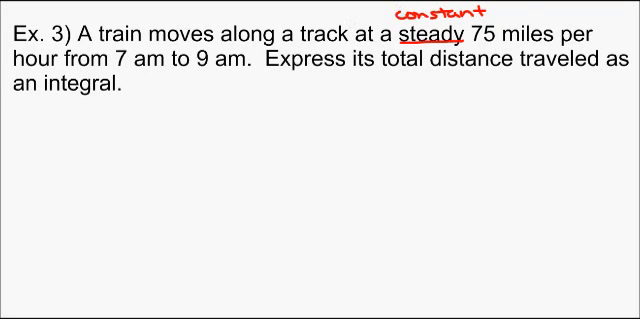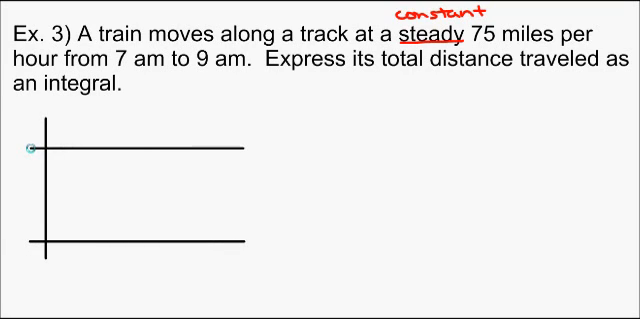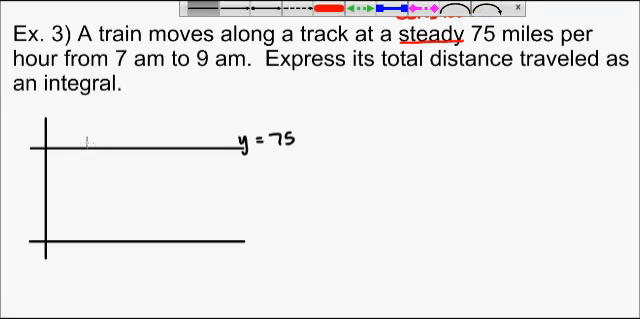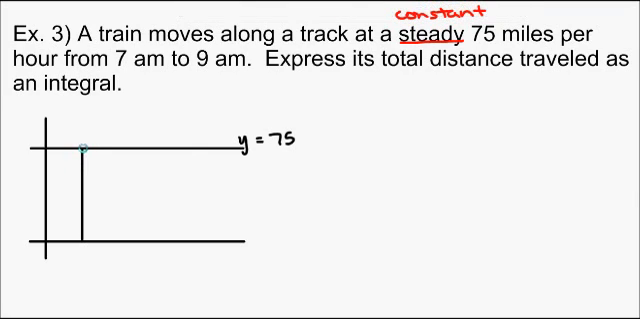Okay, and just to draw a picture for you, I like pictures. So 75 miles an hour, that's like up here. So this is our y equals 75, constant function. And we're moving from 7 a.m. to 9 a.m. No, it's only 2 hours actually. So this is 7 and this is 9.